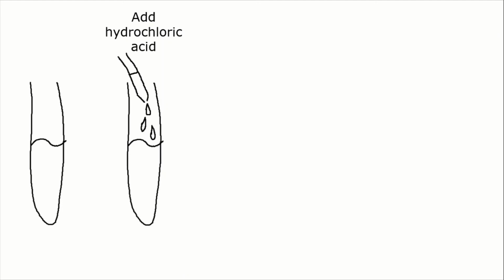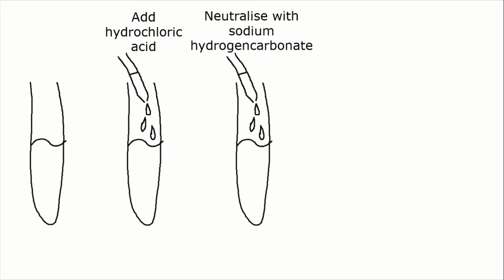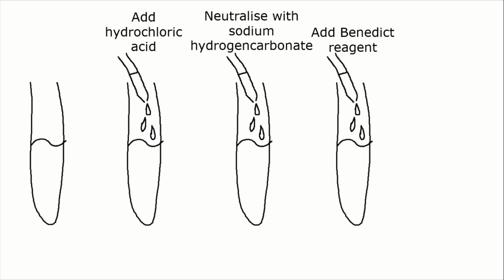And what the hydrochloric acid will do is it will break down any sugars present into their monosaccharide subunits. So after 5 minutes, the test tube is removed from the water bath, and we neutralise the solution with sodium hydrogen carbonate so that it's back to a more neutral pH rather than being very acidic. And then finally we add Benedict's reagent, and we repeat this test so it goes back into the water bath and we see the colour of the precipitate that forms.